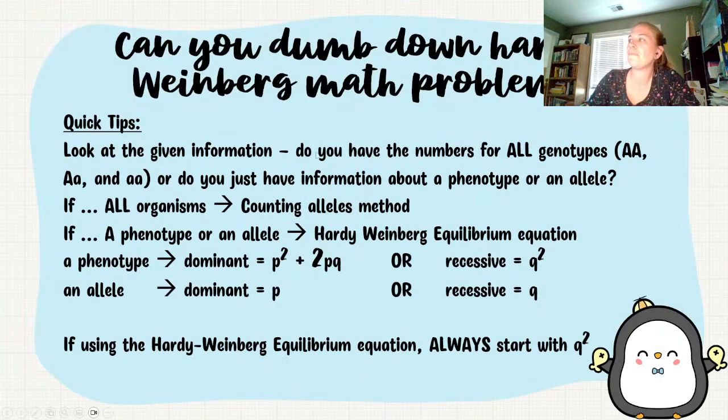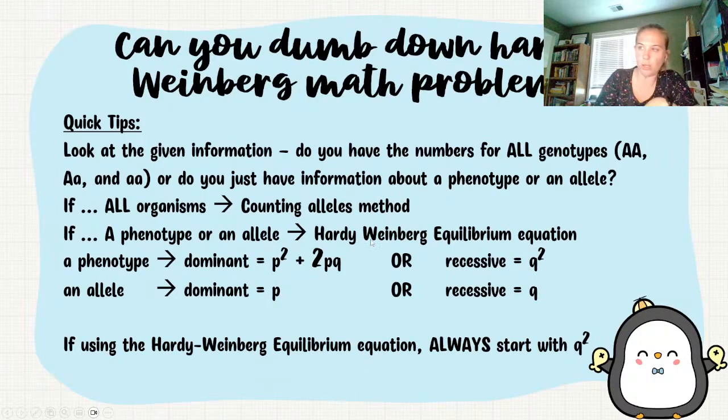The second one is, do you just have the information about a phenotype or an allele? I just have information about a phenotype or an allele. So I'm going to use the Hardy-Weinberg equilibrium equation, okay? And I was given a phenotype. So I either have the dominant phenotype, which is p squared plus 2pq, or I have the recessive phenotype with my q squared.